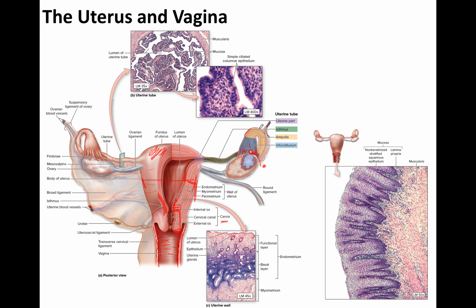The ampulla is this curved area right here, and then you have the isthmus right there, or the neck portion. So the endometrial layer is going to have this thick layer right there. That's going to be the endometrium, and then this is the muscle layer, or the myometrial layer for the uterus.